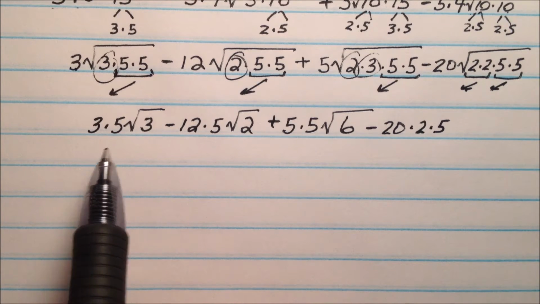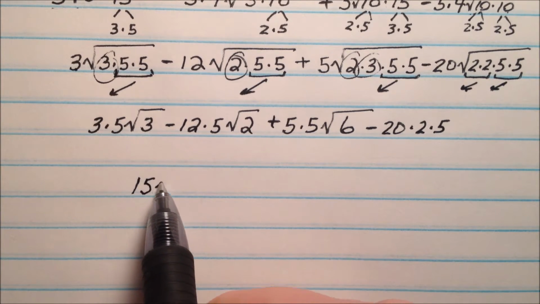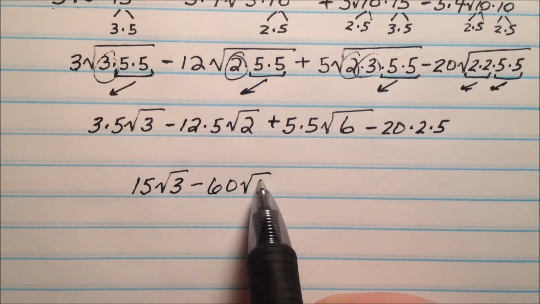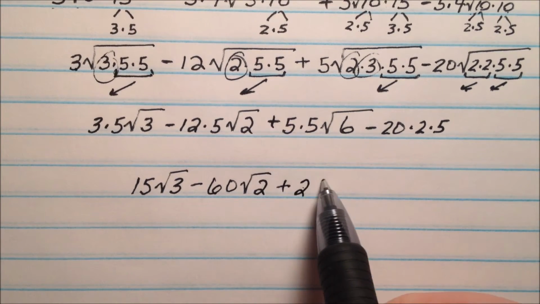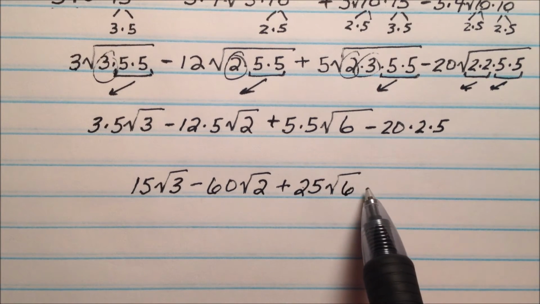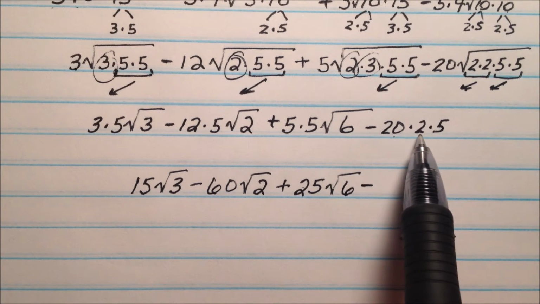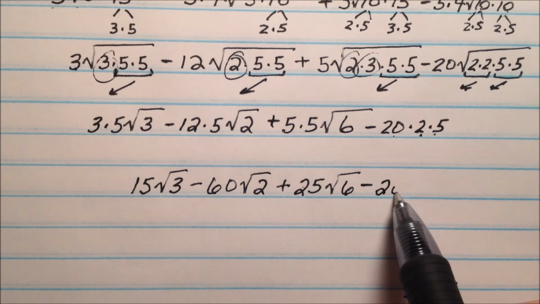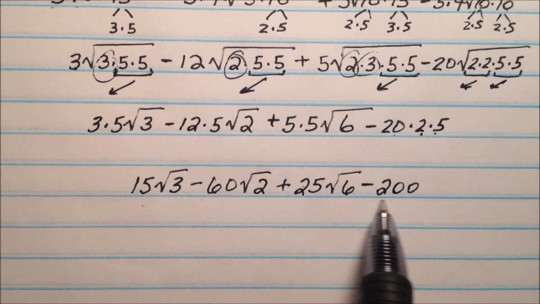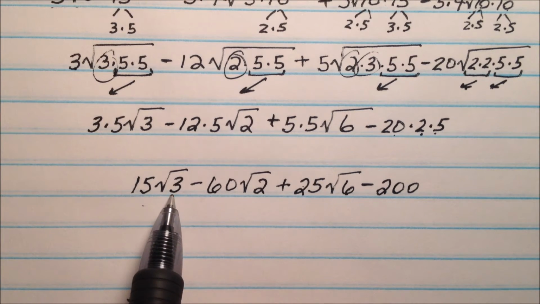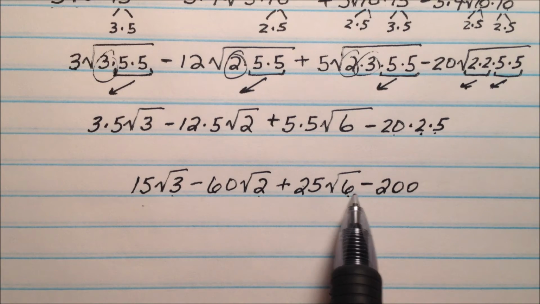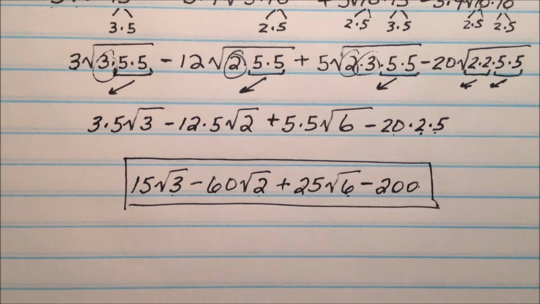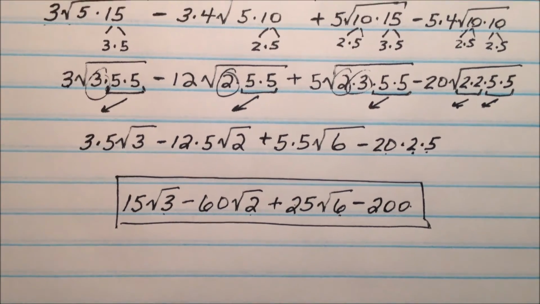Okay, so here we go. We have 15 times the square root of 3 minus 60 times the square root of 2 plus 25 times the square root of 6 minus 20 times 2 is 40, and then 40 times 5 will be 200. It looks like no like terms here, because we have a square root of 3, a square root of 2, a square root of 6, and an integer. So it looks like this will be our answer. So there's a lot going on with that problem.